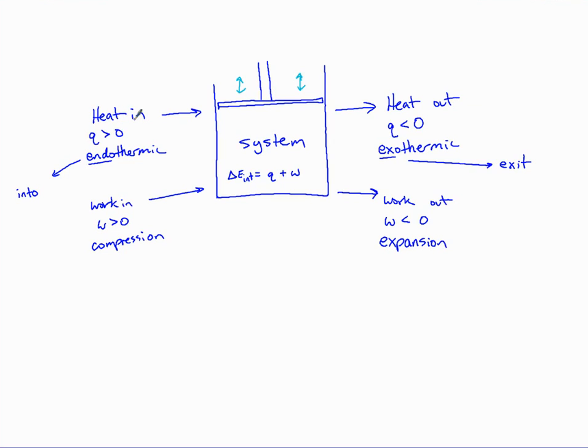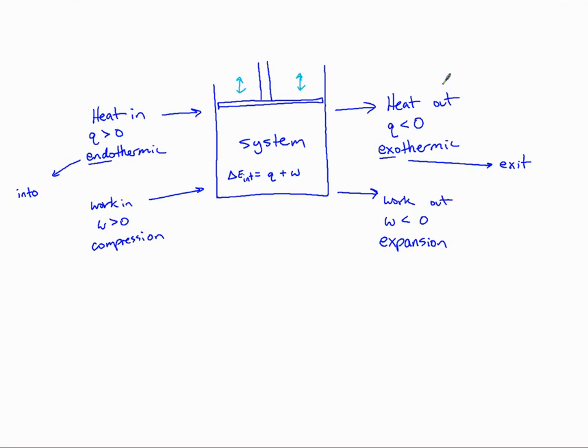So first, let's look at the heat flowing in. If the heat is flowing into the system, so it's in the surroundings and then it flows into the system, Q is going to be greater than 0. Heat coming in. Q greater than 0, and this process is called endothermic, and I underline endo. Endo, it sounds like into, endothermic, heat flowing into the system.